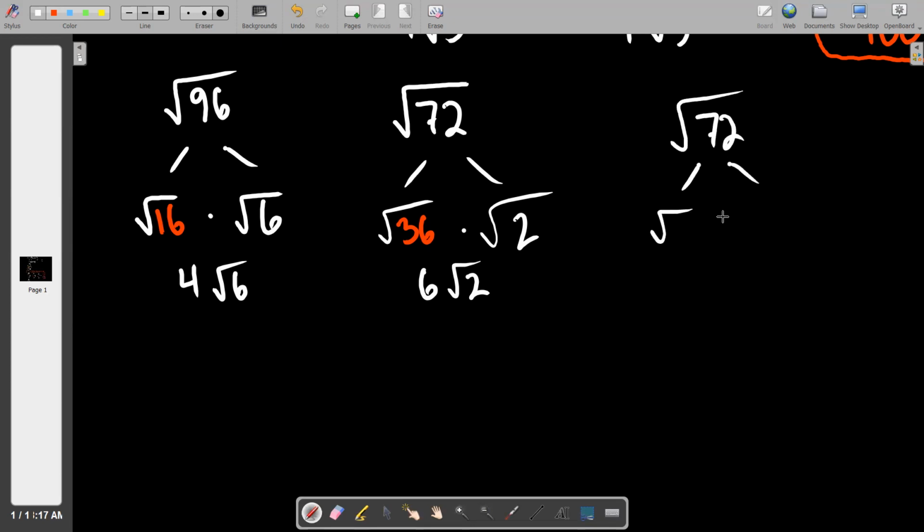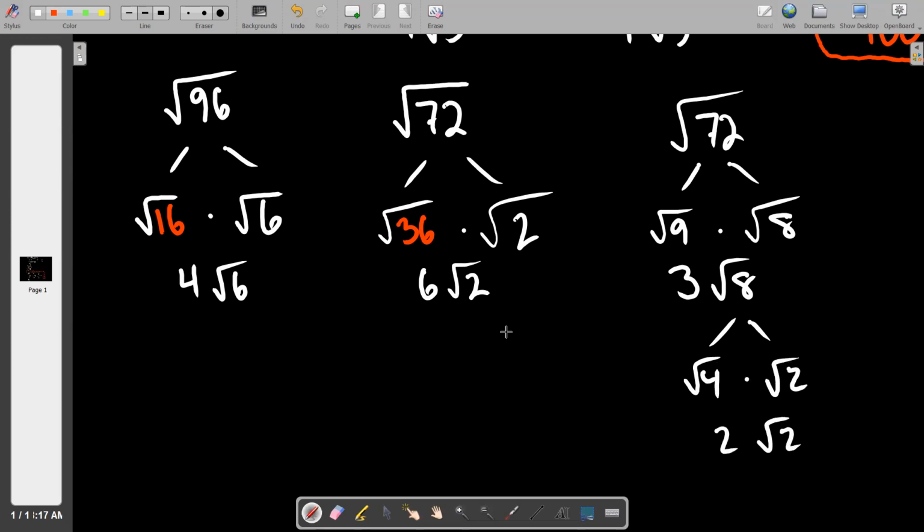So if we branch it into 9, 8, then we get 3 root 8, but then we have to break down the 8 into 4 and 2, and then we get a 2 and a root 2, and then we have to multiply our jailbreaks. It's just a big old pain in the buttowski, right? You still get to 6 times root 2. Just want to do it as quick as you can.